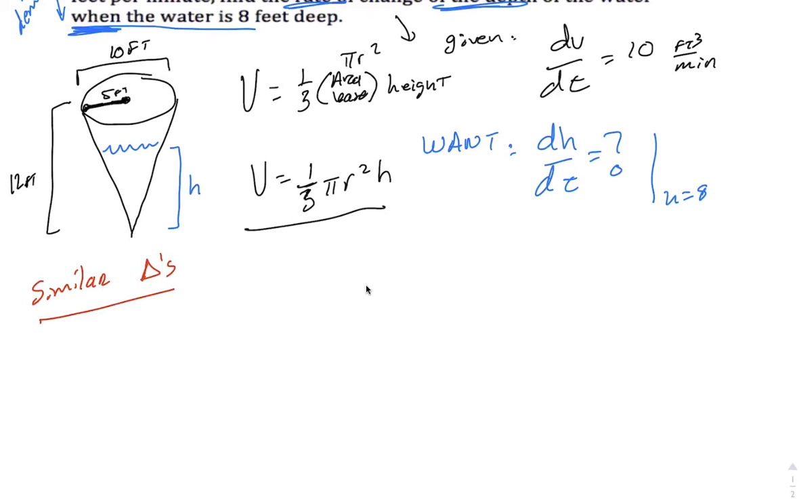So what two similar triangles are we going to use? Well, we're going to use the given. They give us this whole thing here. We have this big triangle. You know the radius is 5 and the height is 12.